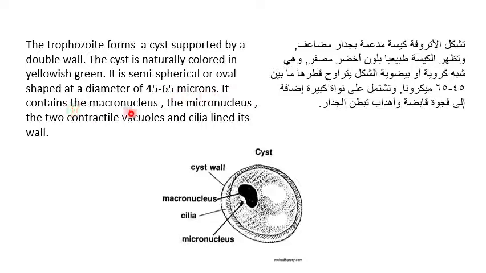It contains the macronucleus, the two contractile vacuoles, and cilia lining its wall. This is the wall, this is the macronucleus, this is the micronucleus, two contractile vacuoles, and the cilia lining its wall.